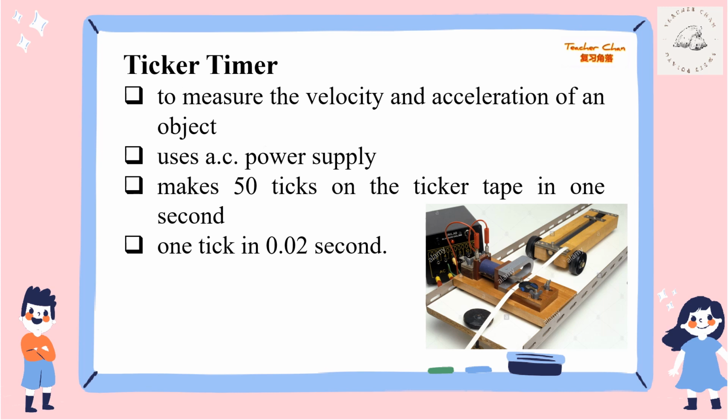The ticker timer uses an alternating current power supply, and it will make 50 ticks on the ticker tape in 1 second. That's why 1 tick has a duration of 0.02 seconds.